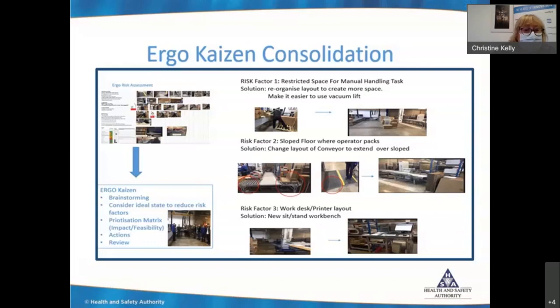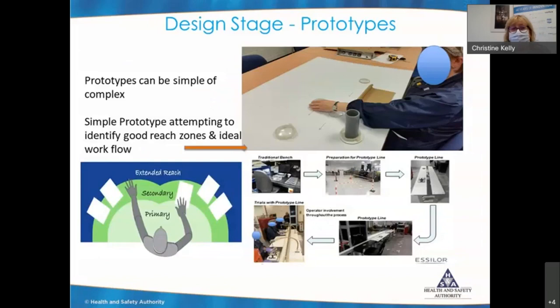Okay, so this is then back to design stage prototypes. So when we were developing a conveyor line, a single piece flow line, we worked on prototypes. What we did basically, first of all, we drew up what we wanted to do. It was a very simple prototype initially, and we had people test it out to see how it felt for them, and then we modified it as necessary.